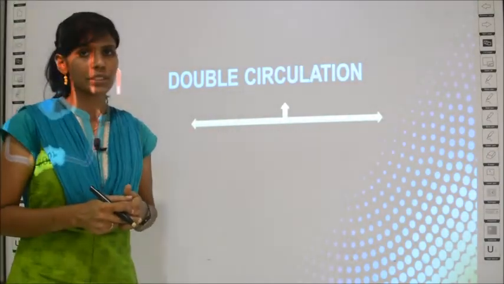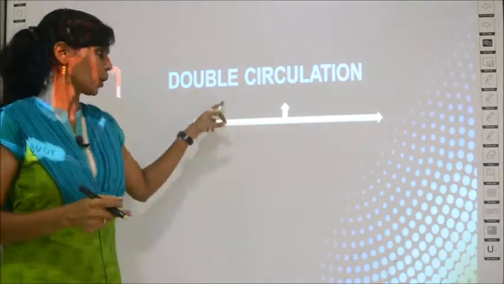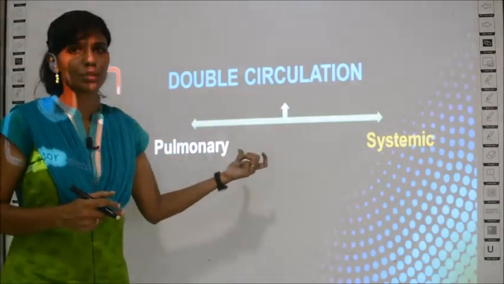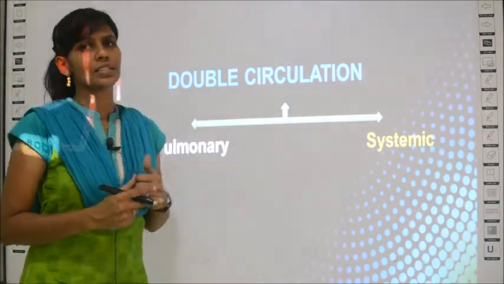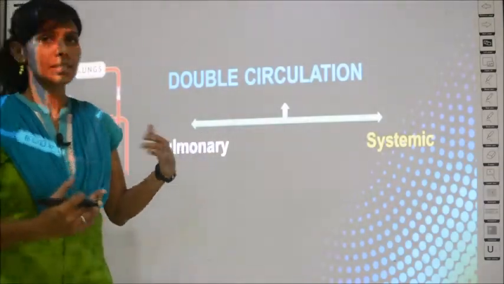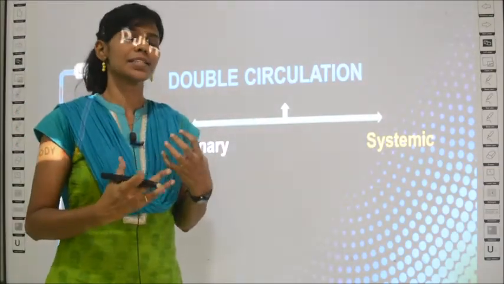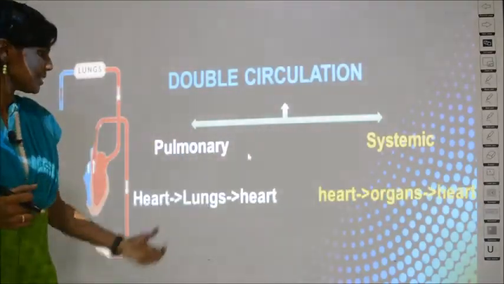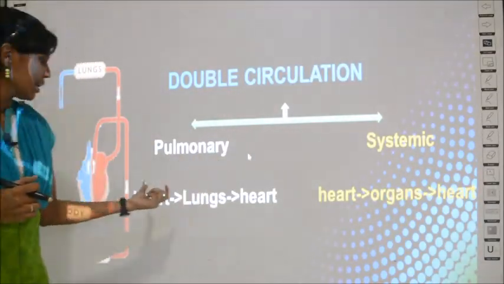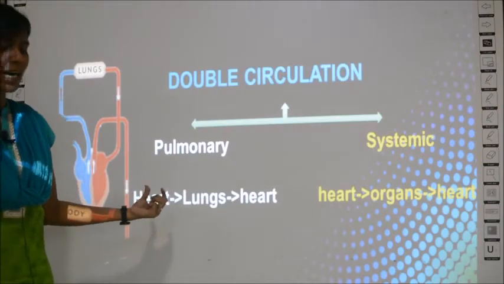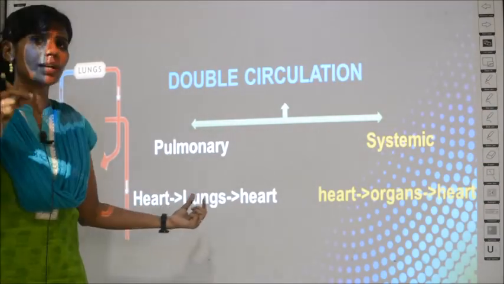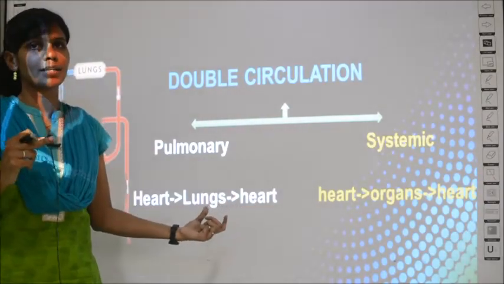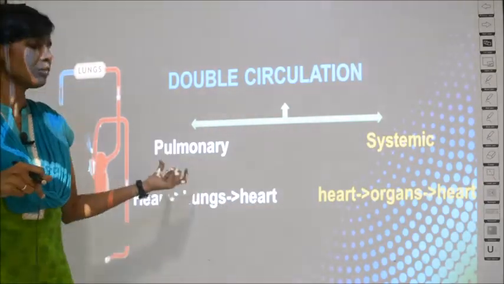Human circulatory system is called double circulation because there are two types of circulation called pulmonary circulation and systemic circulation. Systemic circulation is circulation of blood in the systems, that is the organ systems in your body, and pulmonary circulation will take root from the heart. The blood flow will start from the heart, it will reach the lungs for purification, and once again it will return back to the heart. So this flow is called pulmonary circulation.